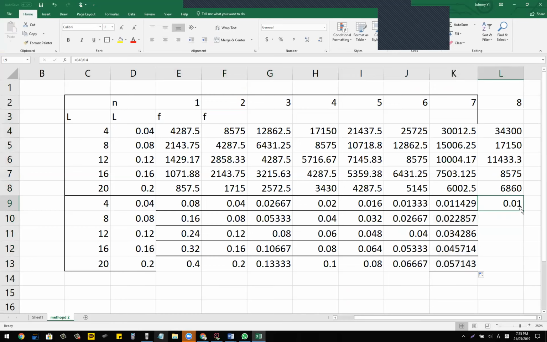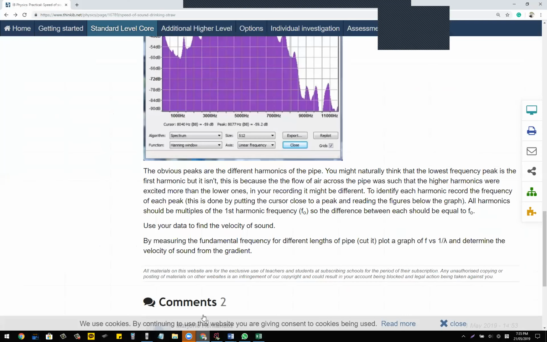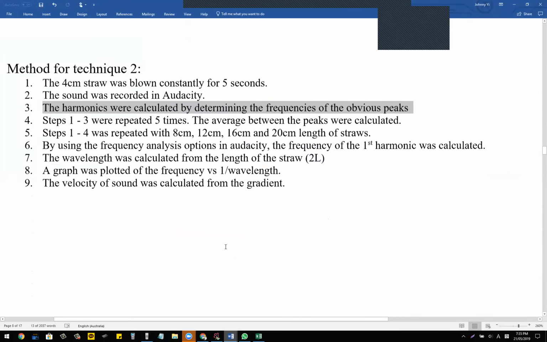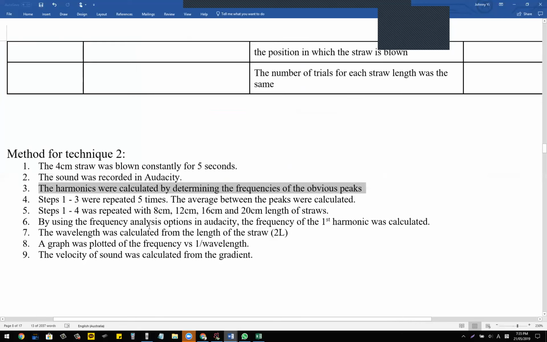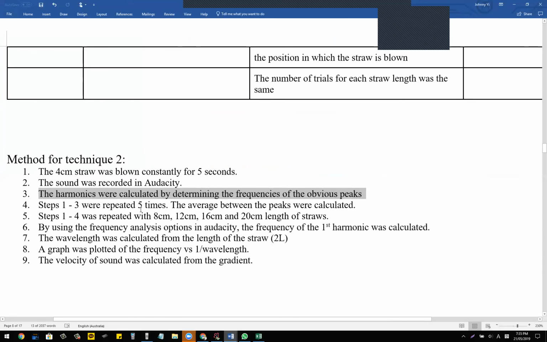So these are the wavelengths. Okay. Now, when we look at your result, let me read the method here. The 4-centimeter straw was blown constantly for 5 seconds. The sound was recorded in Audacity. The harmonics were calculated by determining the frequencies of the obvious peaks.